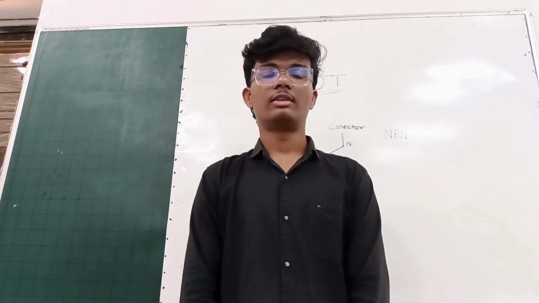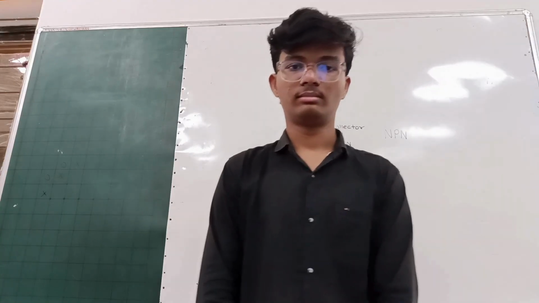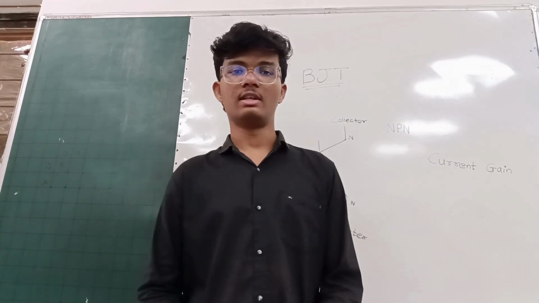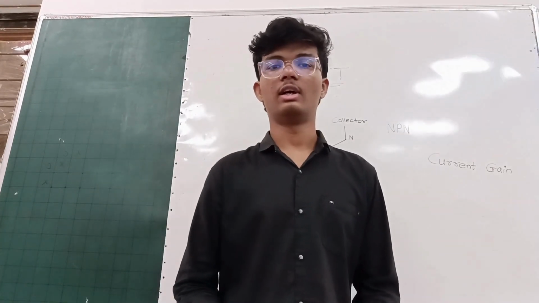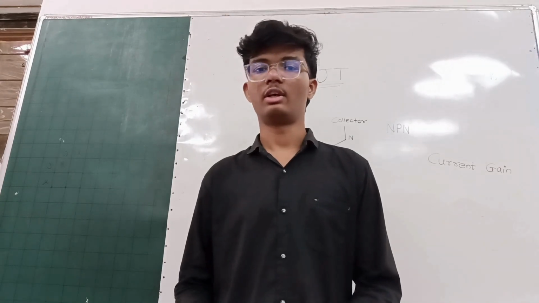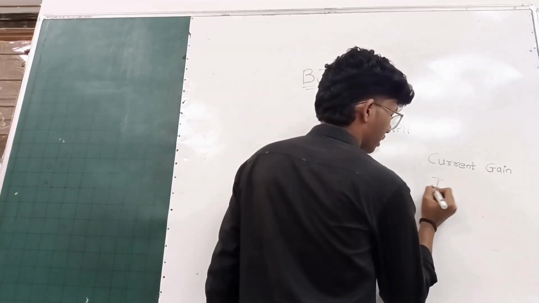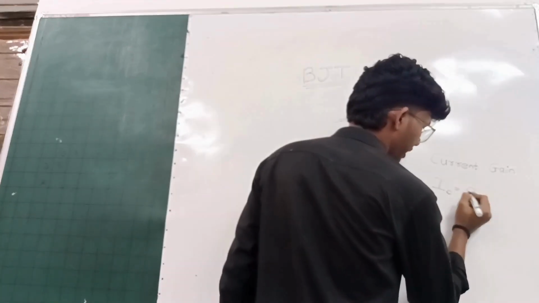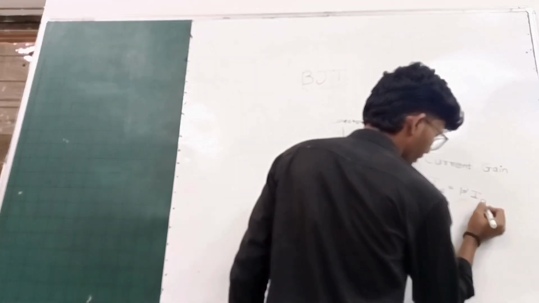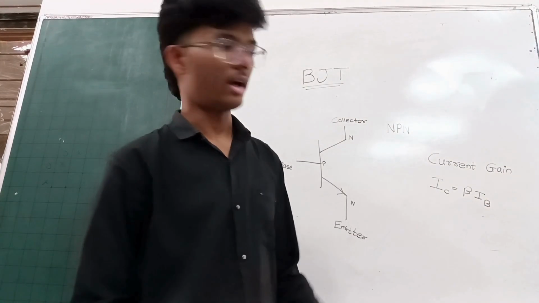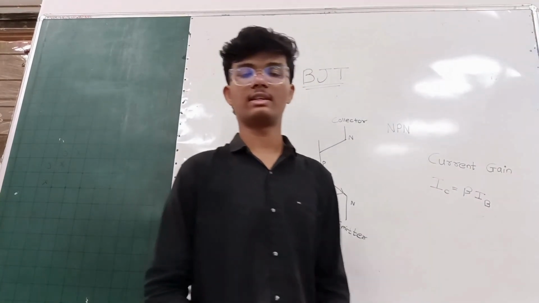Now we'll see the concept of current gain and how it works. The main idea of current gain is that a small amount of input current will control a large amount of output current. The formula for current gain is IC equals beta times IB, where IC is the collector current, IB is the base current, and beta is the current gain.